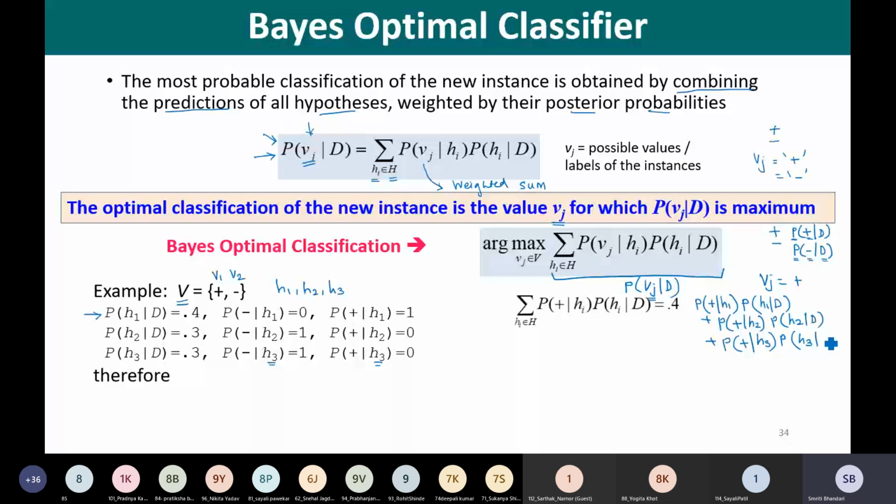If we replace these quantities, what is the probability of H1 given D? It is 0.4. What is the probability of positive given H1? It is 1. So this comes out to be 1 times 0.4, plus the probability of positive given H2, which is 0, so 0 times 0.3, plus 0 times 0.3. So it comes out to be 0.4.